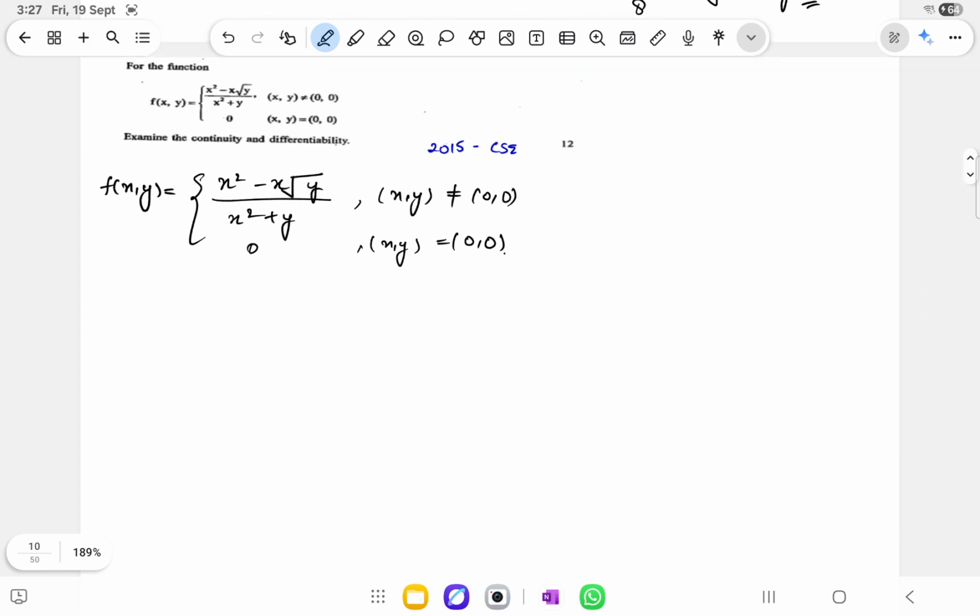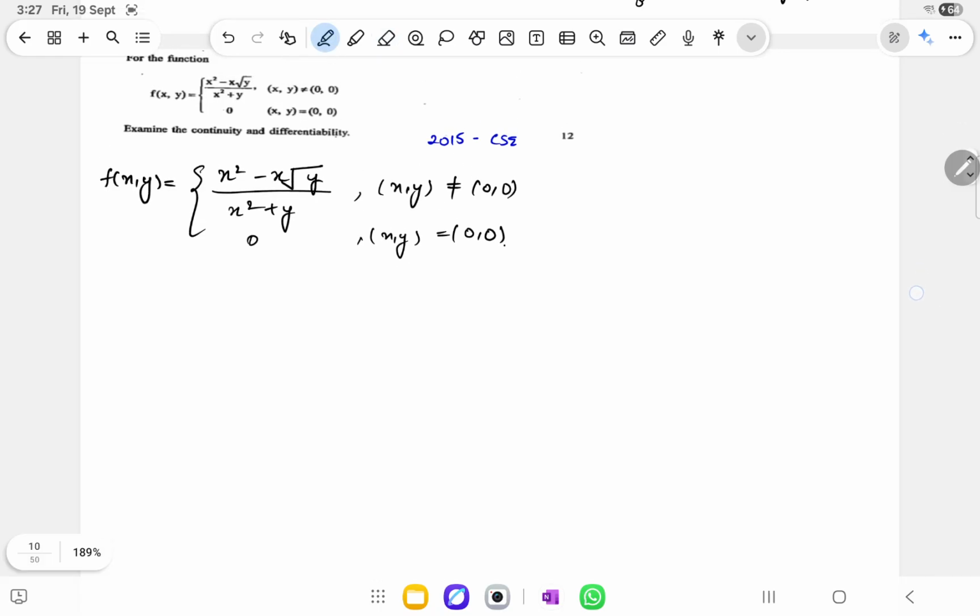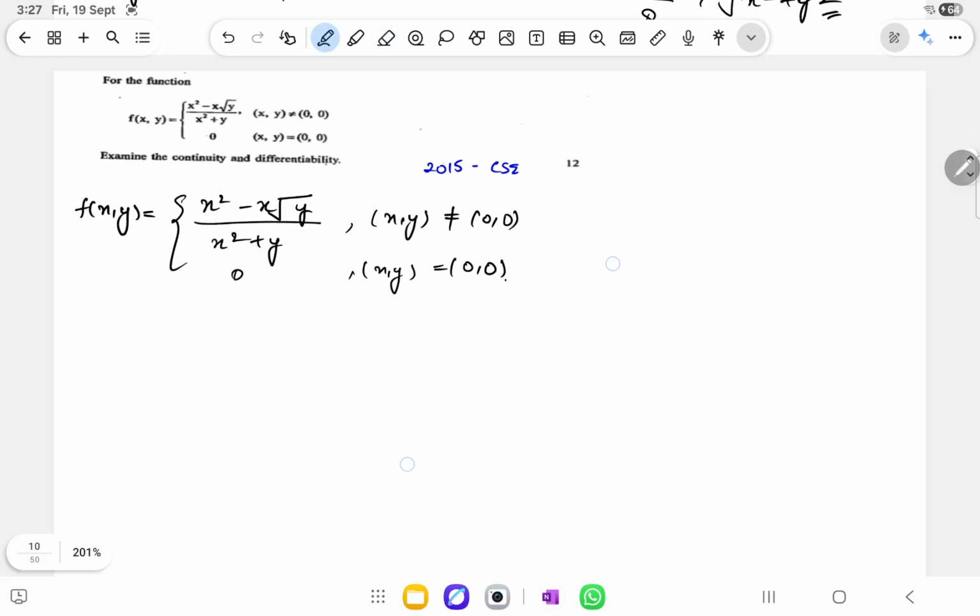So if I solve it, if you see that if I take my y equals to m x square, then it will be x square minus x square under root m divided by x square plus x square into m, and it will turn out to be dependent on m basically. So that basically gives us an idea that this won't be continuous. So let us do it formally.